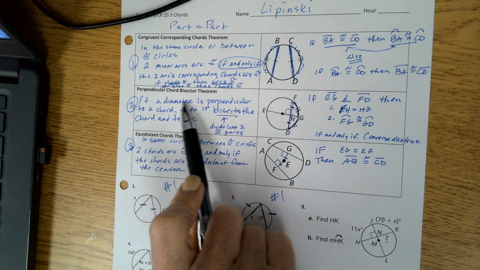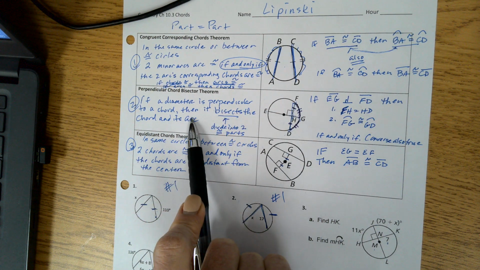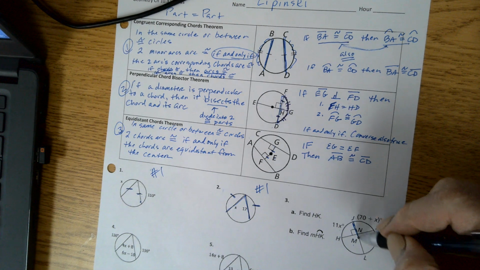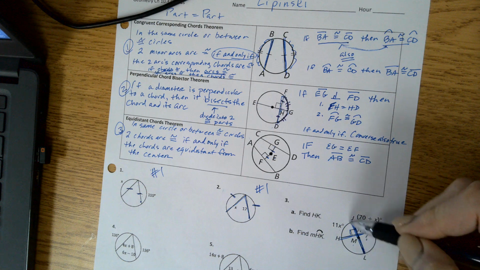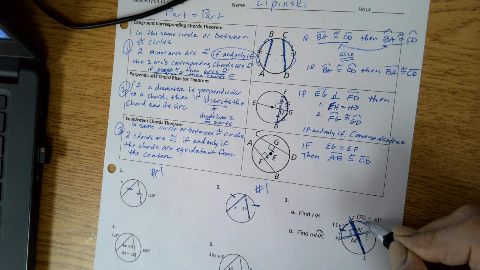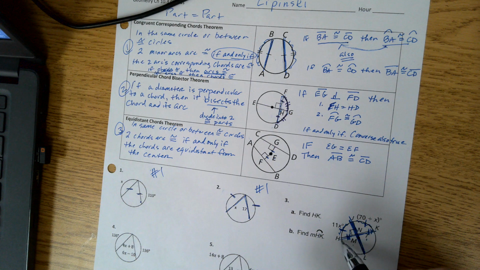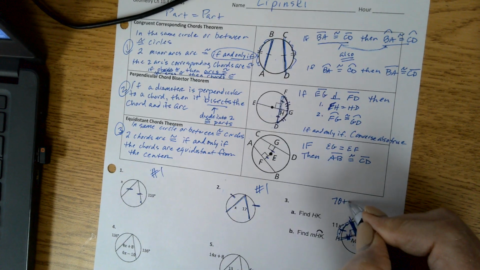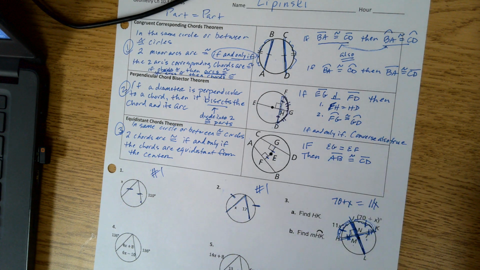This one says, if a diameter is perpendicular to a chord, then the diameter bisects the chord and the arc. So here's my diameter. It is perpendicular to the chord, and it bisects the arc. So this arc equals this arc, and I'm also bisecting the chord. So if this is 7, this is 7. If this is 70 plus x, this is 70 plus x. They're both the same. Well, I'm going to say this is 70 plus x, and this one's 11x. And then I solve it and do the rest of the problem. You guys, these are all pretty much like that.